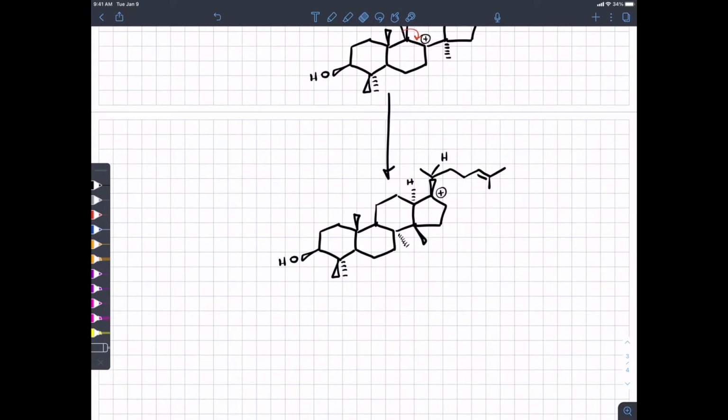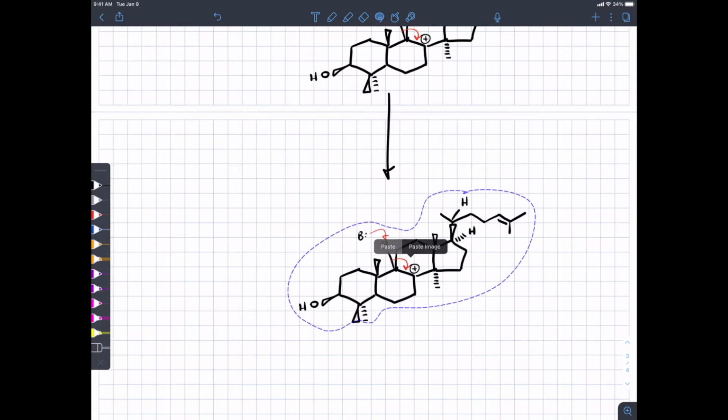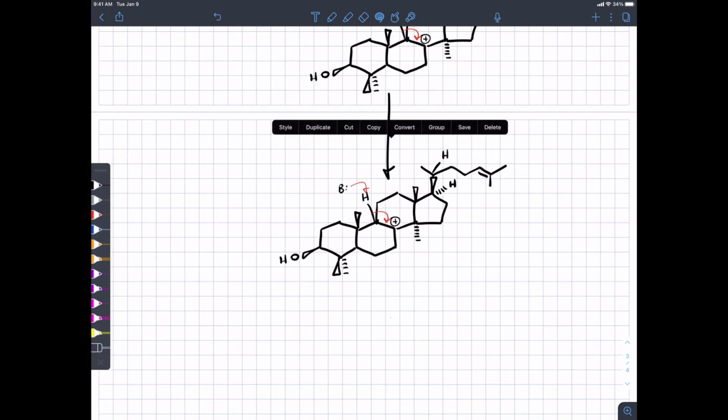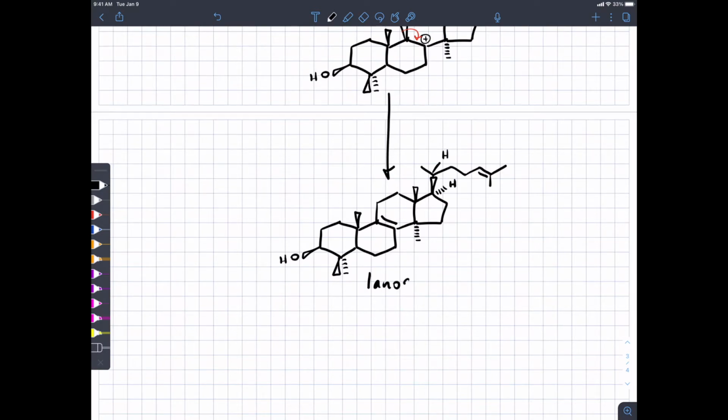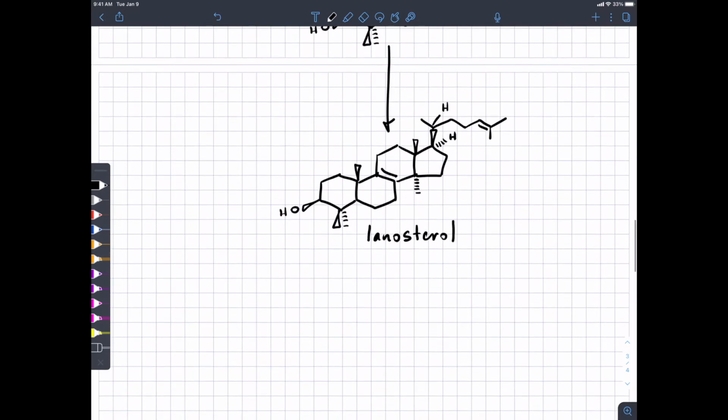Sorry, I copied the wrong thing. So our final molecule has the double bond there, and this is called lanosterol. And that is not even cholesterol, because there are 19 more steps before you get to cholesterol.